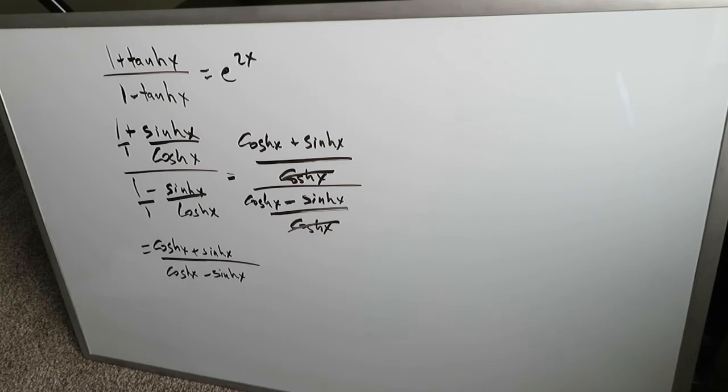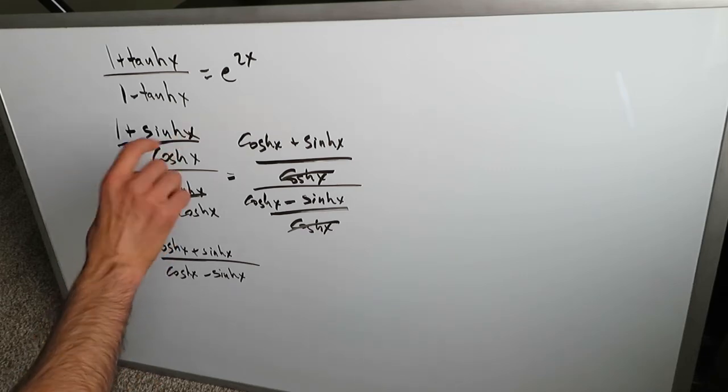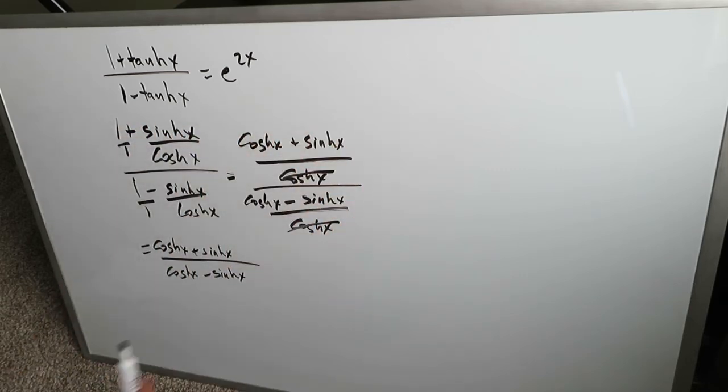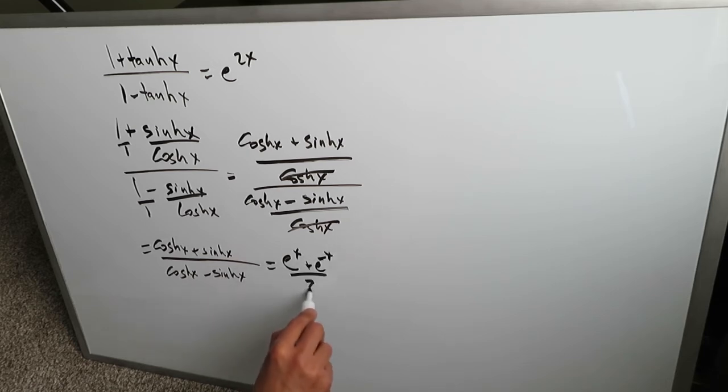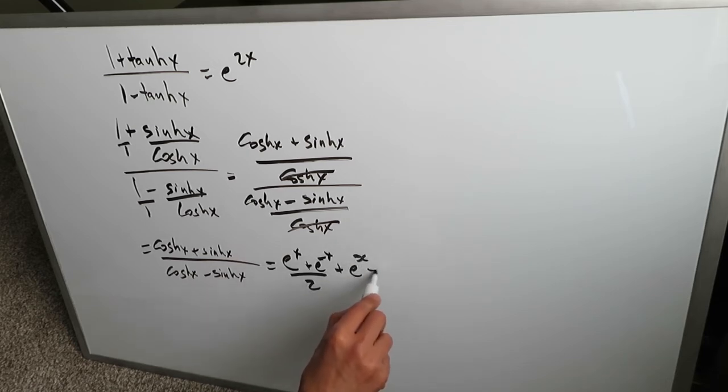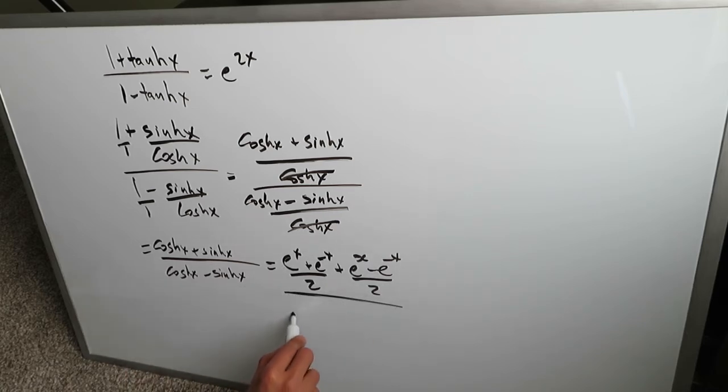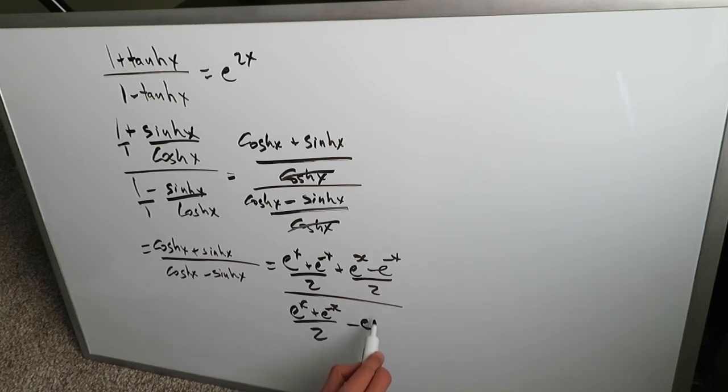Now bring in your definitions. Had you brought in your definitions over here, you'd be running through all of that mess. Bring them in now. You'll get e to the x plus e to the minus x over 2 plus e to the x minus e to the minus x over 2. This is our top part. Lower part, e to the x plus e to the minus x over 2 minus e to the x minus e to the minus x over 2.